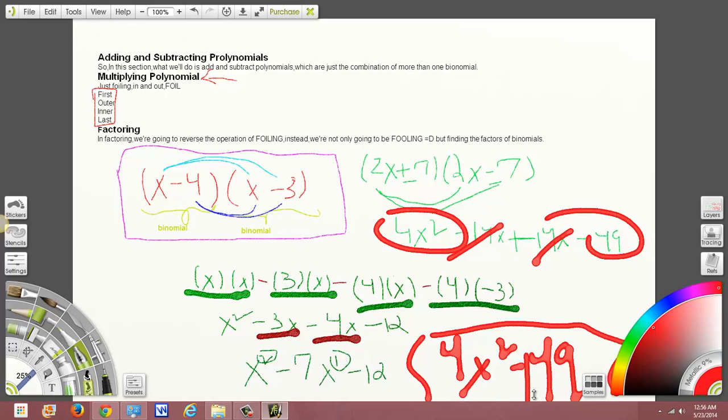This 49 is a perfect square. So this is called the difference of perfect squares. We're gonna learn about that later. What we're gonna do now is trinomials, okay? Trinomials.